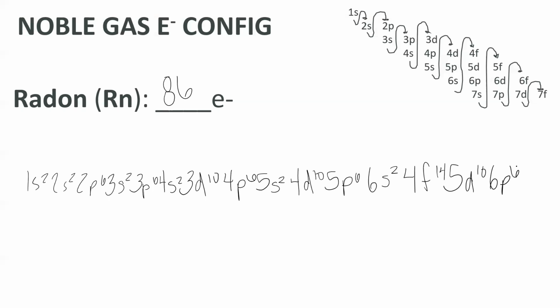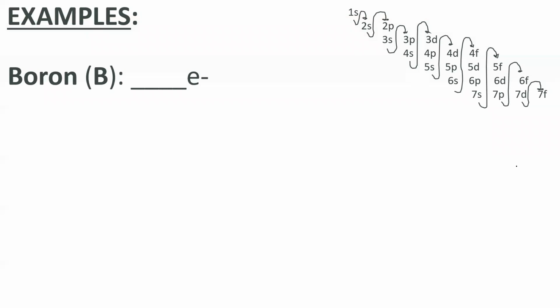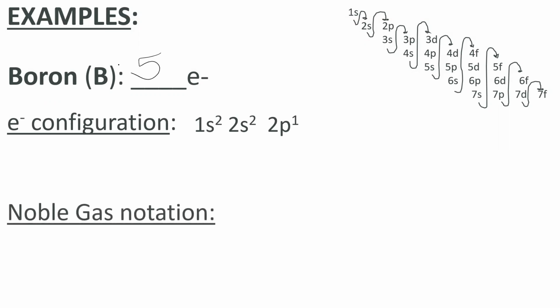Okay, now that we know the electron configurations for the noble gases, we can use a shortcut. So actually using noble gas notation, which is a shortcut. The first example is B, boron. It's got 5 electrons. You have to look at your periodic table. Which noble gas comes before boron? So you have to go backwards. Okay, so this is boron's electron configuration. You already wrote that down in the very beginning of the chapter. So we're going to use helium because it comes before boron.